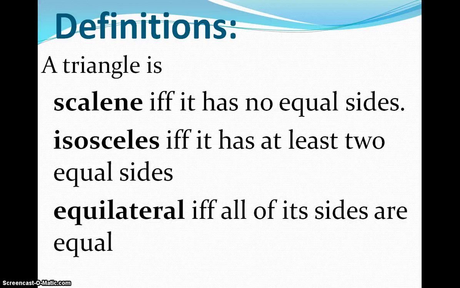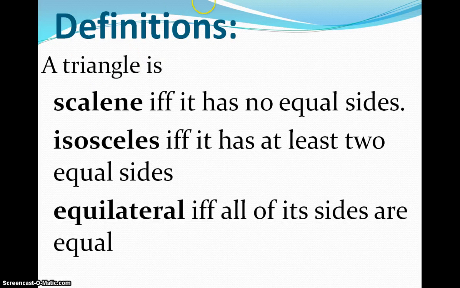More specifically though, when we're actually talking about triangles themselves, a triangle is a scalene triangle if and only if it has no equal sides. So if it's a scalene triangle, then it has no equal sides. Converse of that, if it has no equal sides, then it is scalene. These are straight definitions, so the converses of each other are both true as well. Isosceles triangles, if and only if it has at least two equal sides. And then finally, equilateral triangles, if and only if all of its sides are equal.